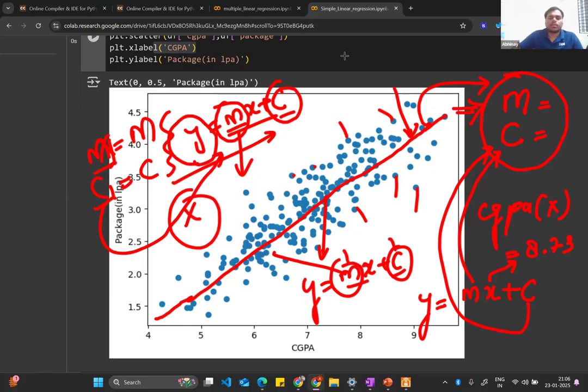That is why this is called a complete stats concept, or you can say a mathematical concept, because it is completely based upon the formula. We are just trying to find out the m and c values by figuring out the line. So I hope it is making sense.